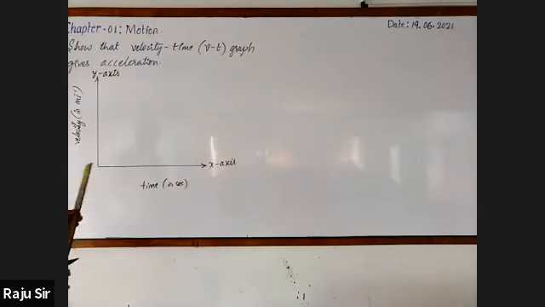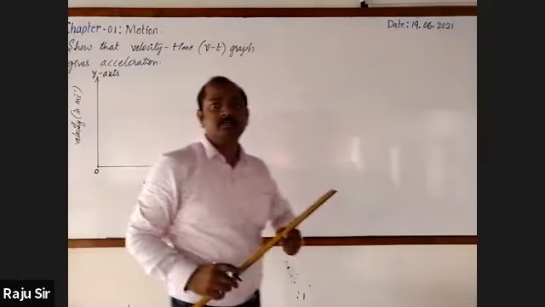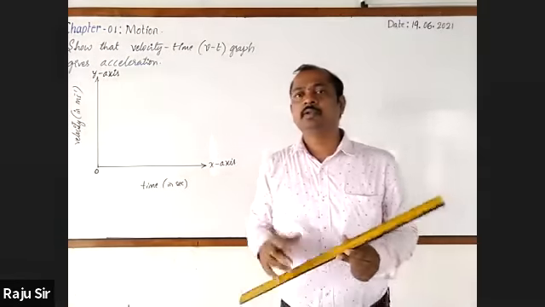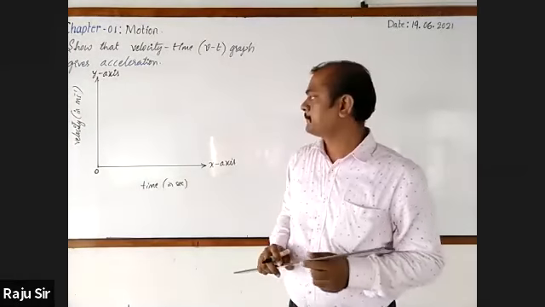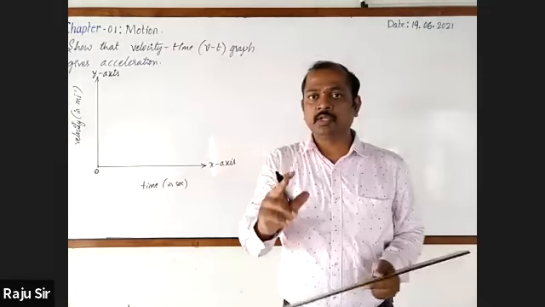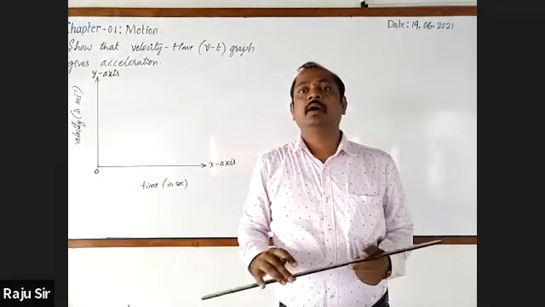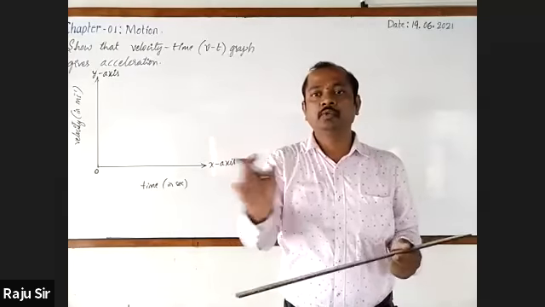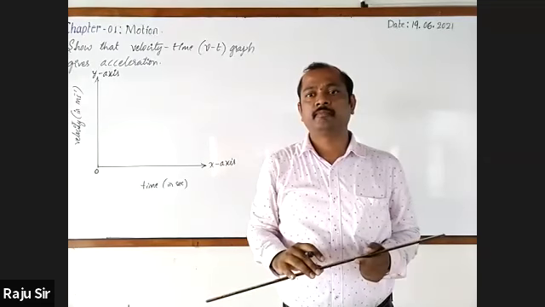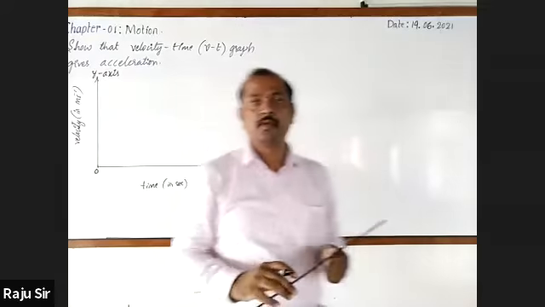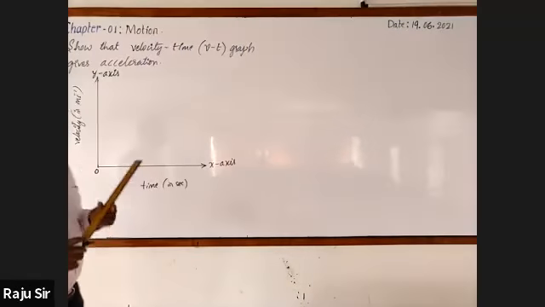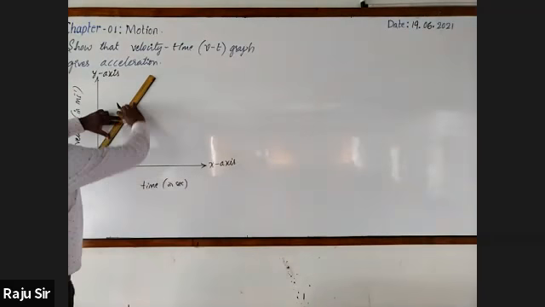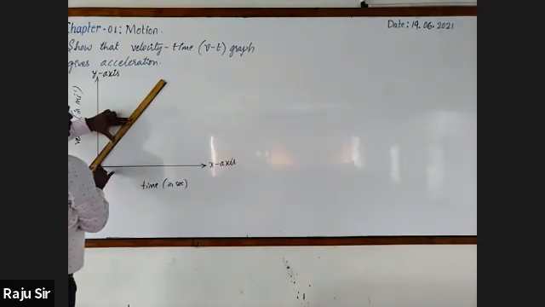Both the axes will intersect at a point. Call it as O, or it is 0. You all know that we are going to consider a body moving with a constant speed or uniform speed. So here I draw a straight line.